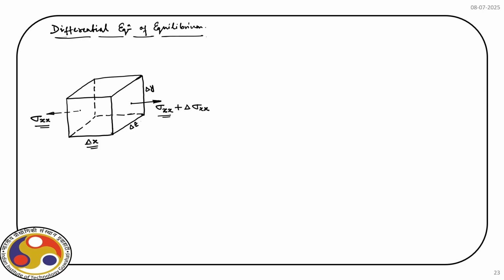Now, for the x direction, so this is the normal stress. What are the stresses acting? If you recall, so we have a component here and another component acting on this face. So, this is tau y of x. Obviously, this will be tau y of x plus delta tau y of x, right.